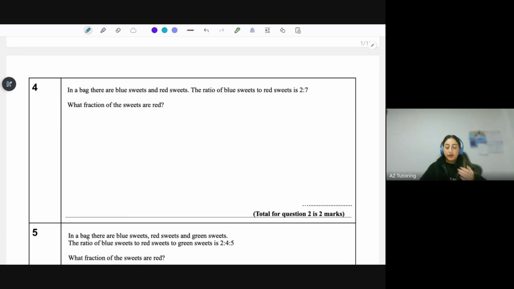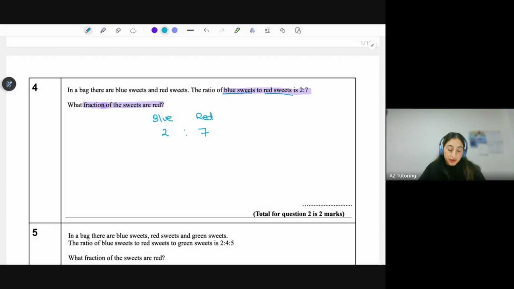Moving on. So this is the writing ratios as fractions questions. Ratio questions are typically the most worded questions. So it's always better to understand what the question is saying and highlight what the question is actually asking for, so you don't misinterpret the question. So in a bag, there are blue sweets and red sweets. The ratio of blue sweets to red sweets is 2 to 7. What fraction of the sweets are red? So first of all, I'm going to write down what the ratio is so I can see it clearly. So 2 to 7, that's my ratio, and it's the ratio of blue to red. So this is going to be blue and this is going to be red. So I've written it down and I can see clearly which is my ratio.